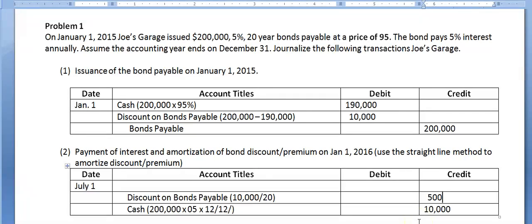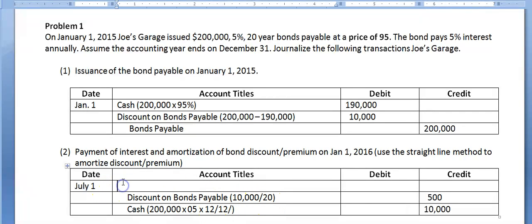Now, why do we do this? Well, remember, the discount represents additional interest. You receive $190,000, you have to pay back $200,000, but we can't call it interest expense all on day one, on January 1st, 2015. We have to spread that $10,000 as additional interest expense over the life of the bond. That's what we're doing here. This is called amortizing the discount. We take the $10,000 in discount and split it up over 20 years.